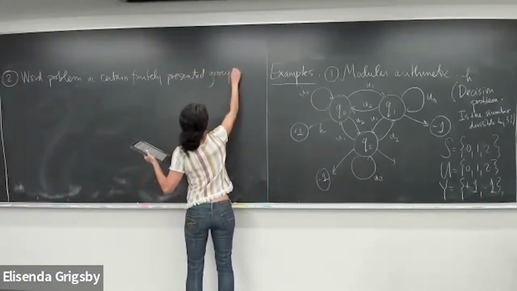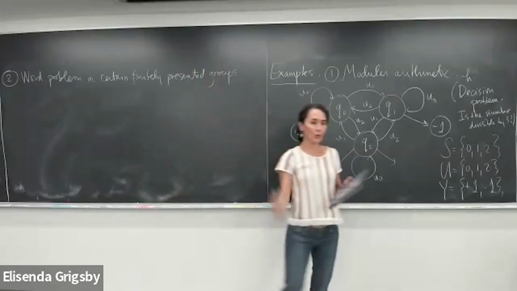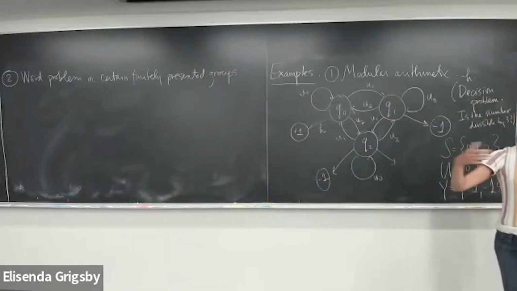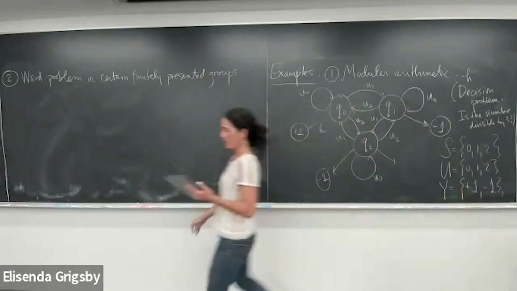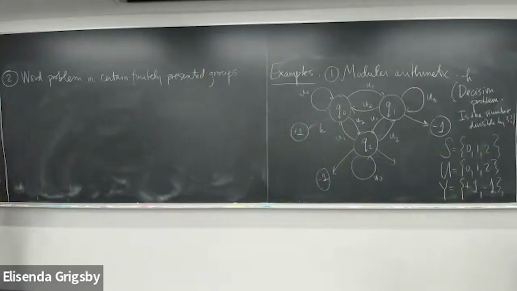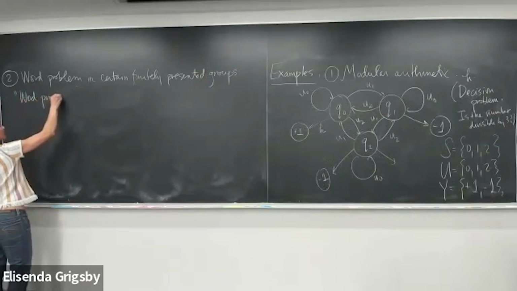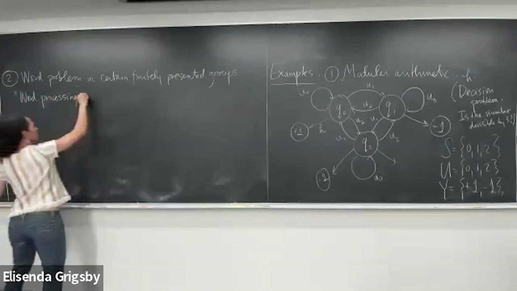So there are certain groups in which the word problem is decidable, i.e., if you have some word in the generators, it's decidable whether or not that word represents the trivial word. For general groups, this is not decidable, but for certain groups it is. I'm not going to say much more about this besides referring you to a really beautiful book called Word Processing in Groups.